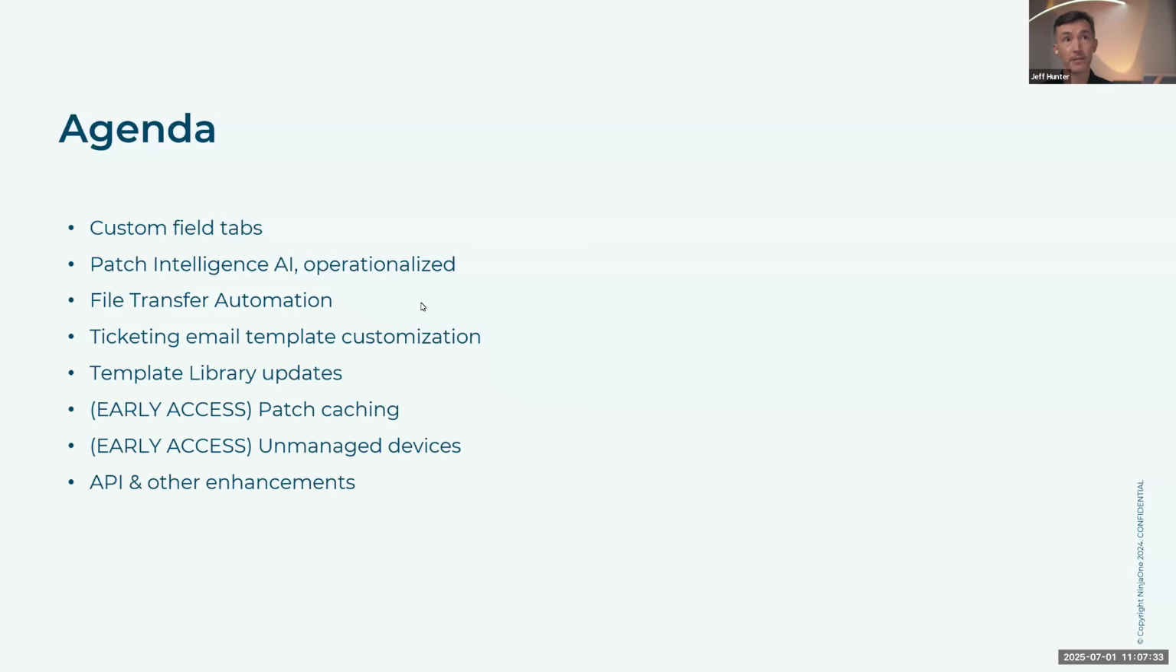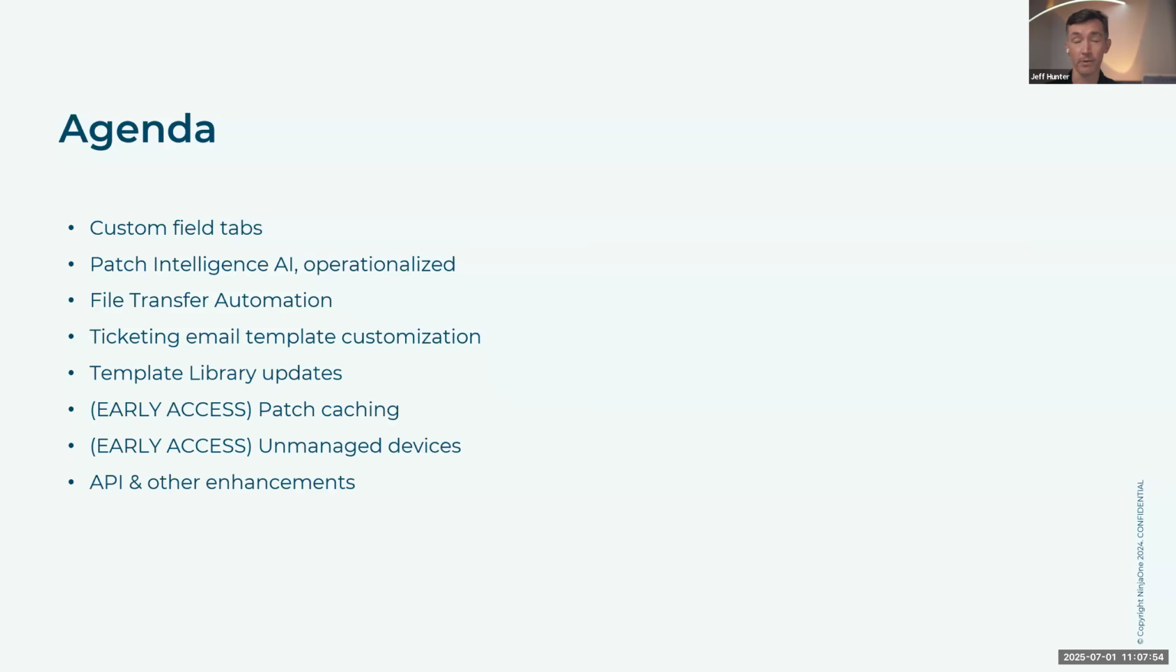And I see some questions here about how to check for the version of Ninja that you're on. Definitely go to your main dashboard, hold the control key, and then move your cursor over the logo in the top left, and that will tell you the version of NinjaOne that you are on. We'll also discuss the ticketing email templates.